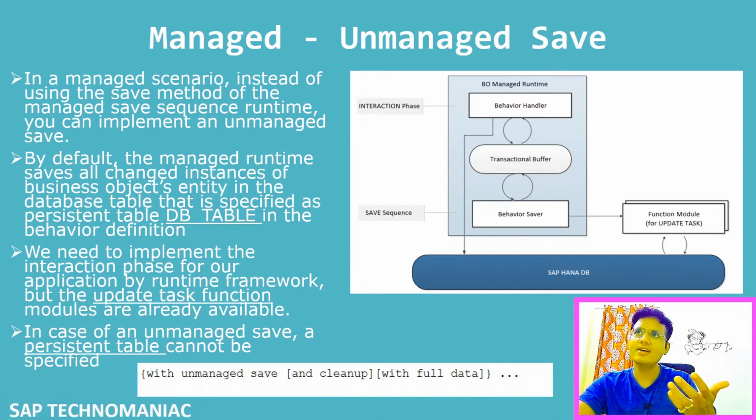Those are some of the implementation guidelines for RAP. In the save sequence we should not write commit work at all. Not only in the save sequence, in the transactional buffer itself, we should not write commit work. If you write commit work, it will trigger and create a mess. So any function module or code you are calling should not have commit work. That you have to make sure, and that is the reason we are calling the function module in update task.